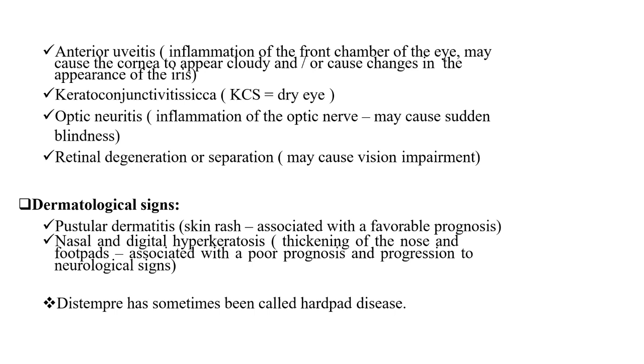Along with these signs, there are also some dermatological signs, which include pustular dermatitis, in which there are skin rashes associated with a favorable prognosis. There is nasal or digital hyperkeratosis, meaning there is thickening of the nose and the foot pads, associated with a poor prognosis and progression to the neurological signs. Distemper has sometimes been called hard pad disease due to the hard or hyperkeratinized foot pads.